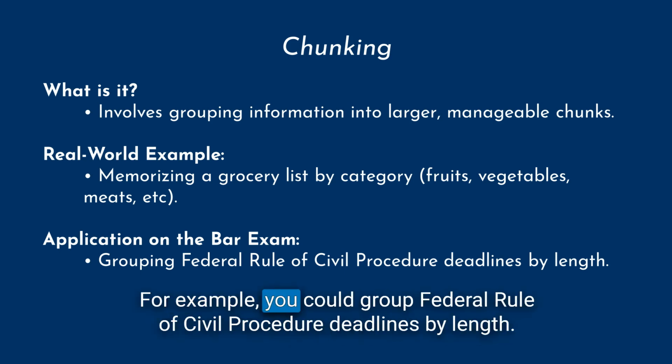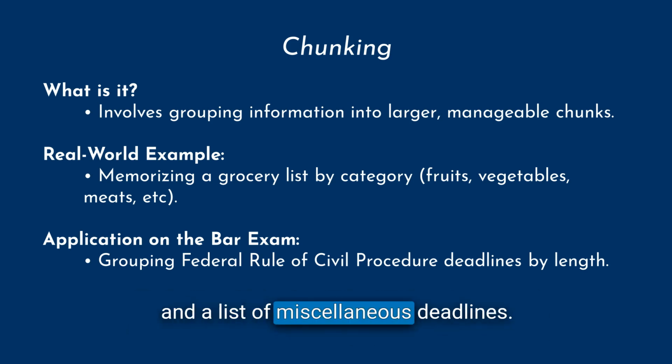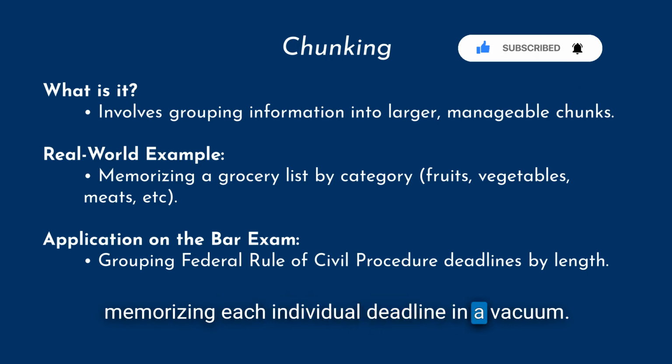For example, you could group Federal Rule of Civil Procedure deadlines by length. In other words, you could create a list of all 30-day deadlines, a list of 21-day deadlines, and a list of miscellaneous deadlines. Memorizing a list of like deadlines or required time periods may be much easier than memorizing each individual deadline in a vacuum.